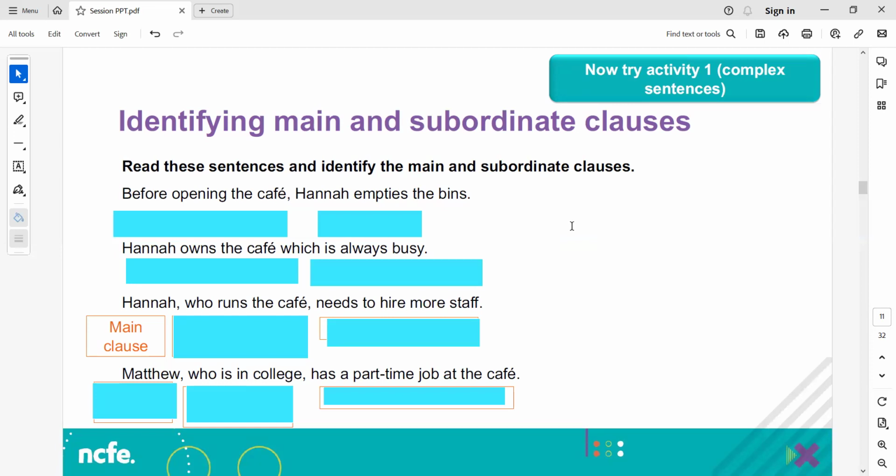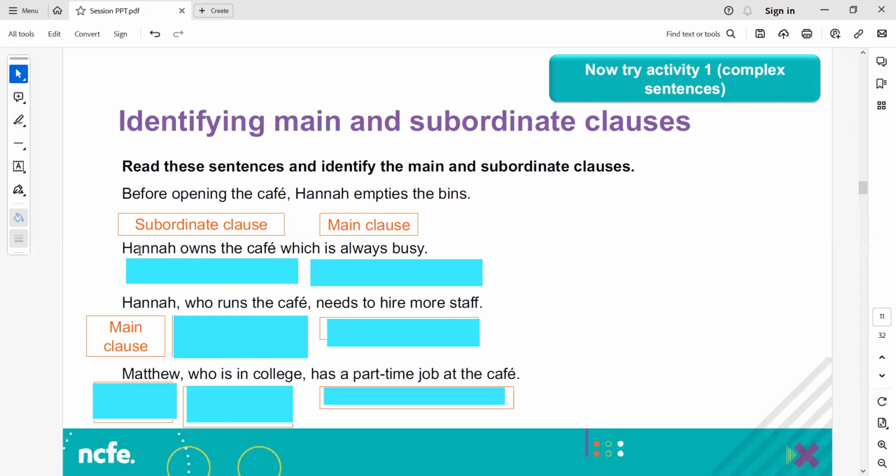It doesn't make sense on its own, does it? Before opening the cafe, well, what? What happened before? Who's involved in this? We don't know, so we need more information. So that's the subordinate clause, which means Hannah empties the bins is our main clause. Hannah empties the bins could be a sentence on its own, and we wouldn't need further information for it to make sense. Good.